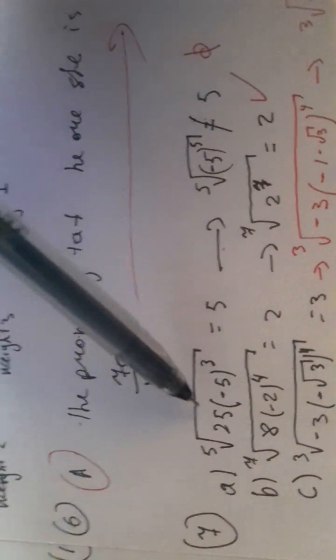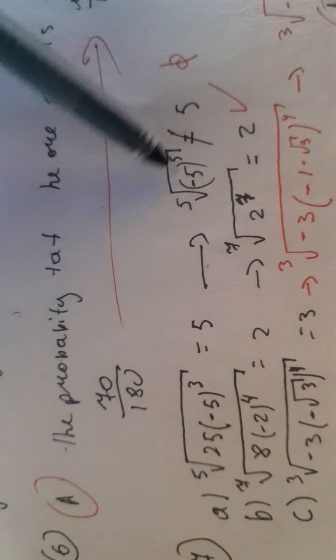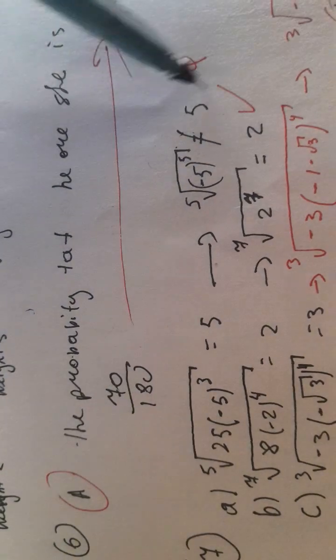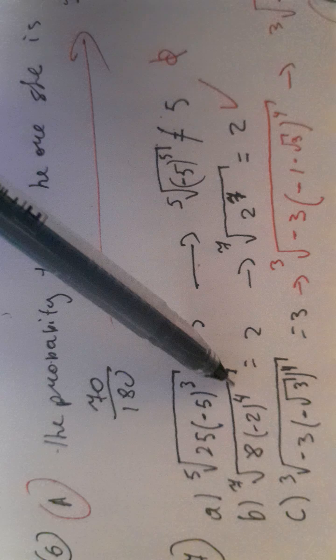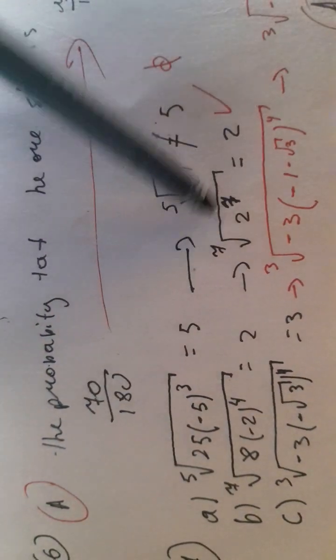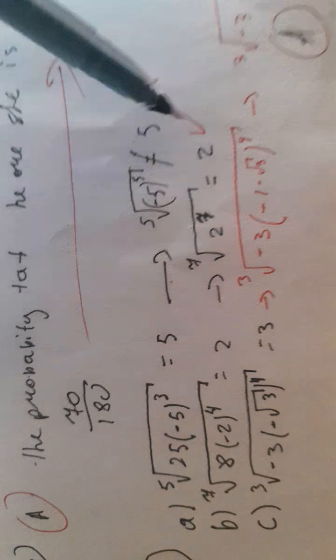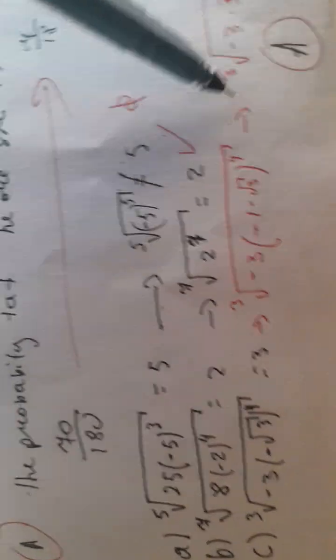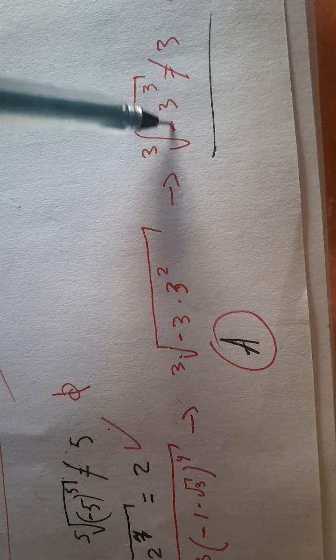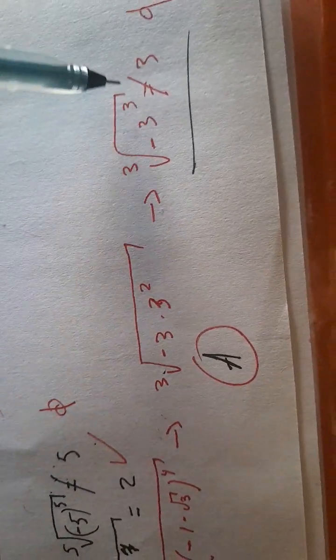The seventh question says which of them is correct. So this is 5 minus 5 to the fifth power, so it cannot be equal to 2, but this can be equal to 2 to the fourth, 2 squared, so this is correct. But this is also incorrect, because 3 minus 3 to the third power cannot be equal to 3, it should be minus.